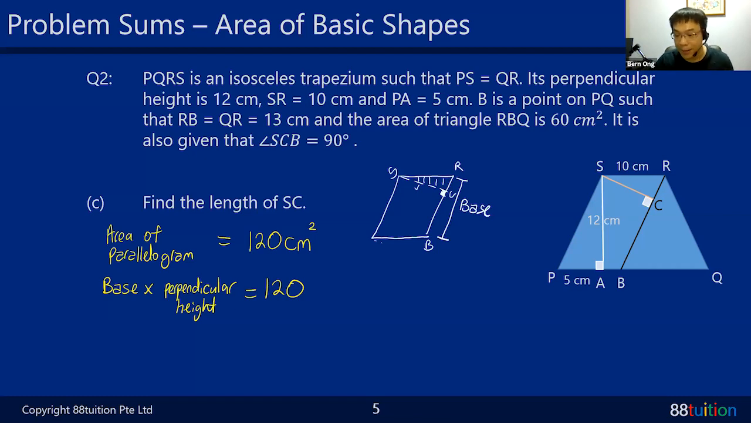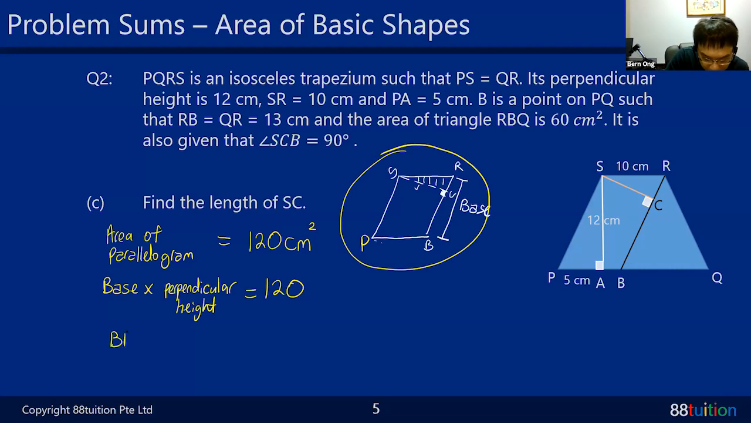Okay? So what's the base? We're looking at this portion here already. So the base now we call BR. The base is BR times the perpendicular height. The 90 degrees is here, the 90 degrees is your SC, so times SC. It must give you 120.